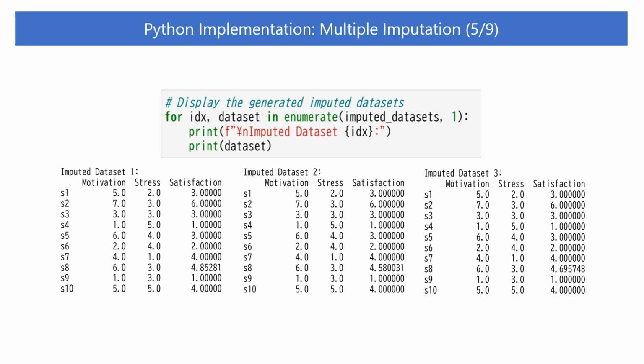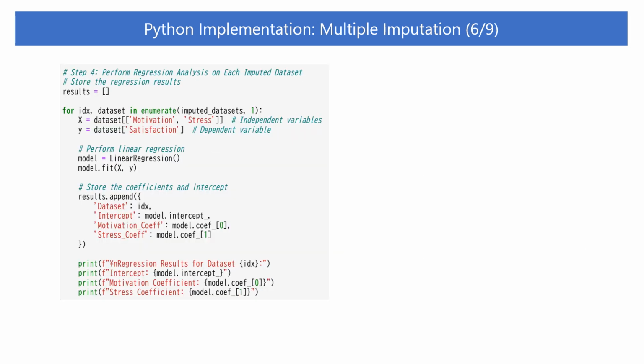When we run this code, 3 datasets are displayed in this way. You can see that each dataset is displayed with its index number. You can also see that the missing values for satisfaction in S8 have been imputed with slightly different values. In this part of the code, we perform a linear regression analysis individually for multiple imputed datasets, and the results are saved and displayed.